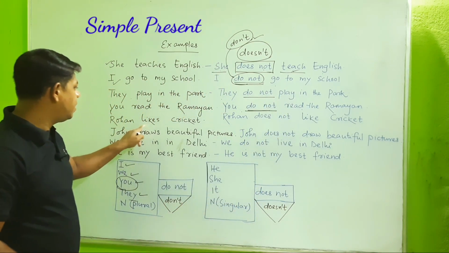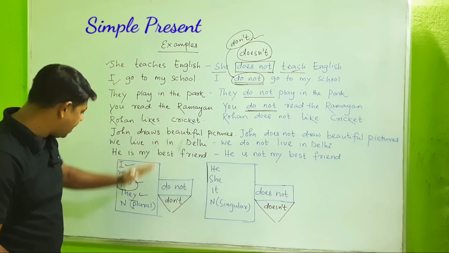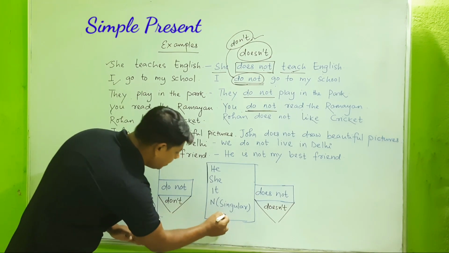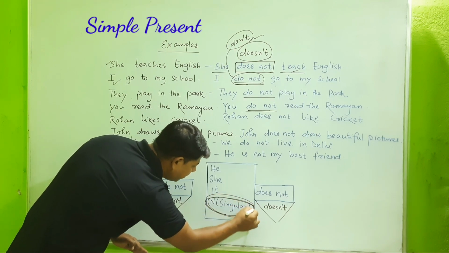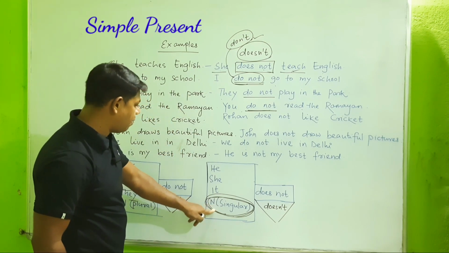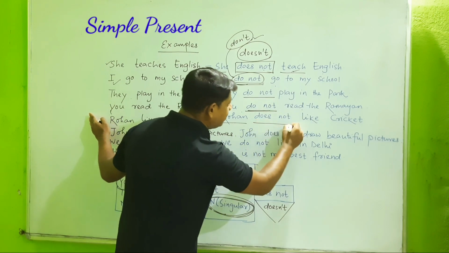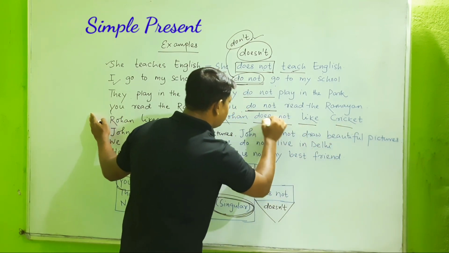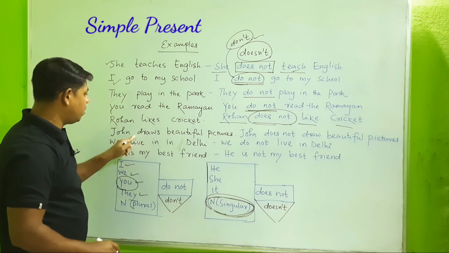Then comes your Rohan likes cricket. Rohan likes cricket. So here I have written also, you can see, when the subject is singular, Rohan is a boy, yes or not? So it is singular, the noun is singular. So you are going to write Rohan doesn't like cricket.